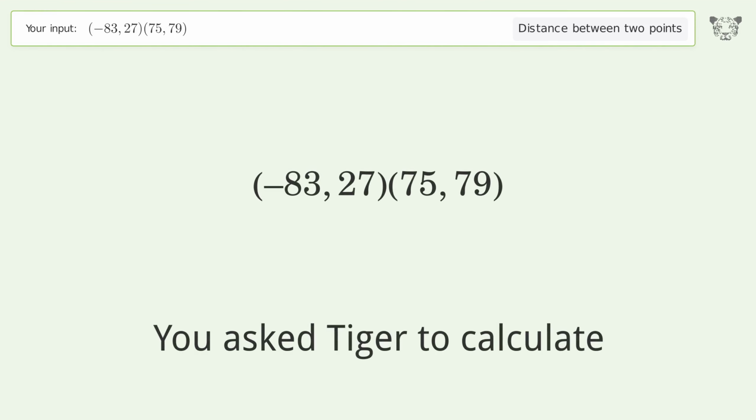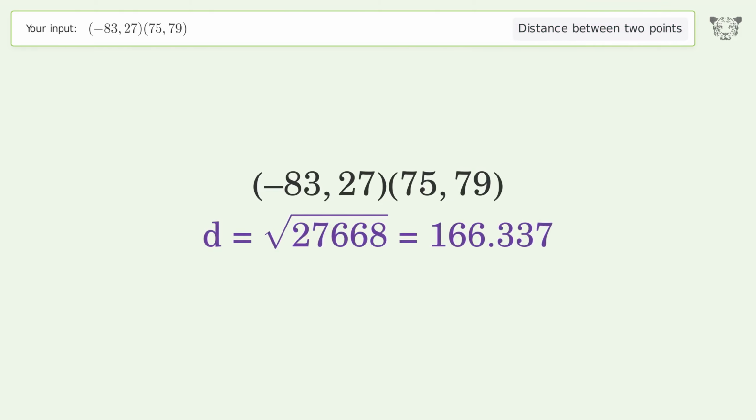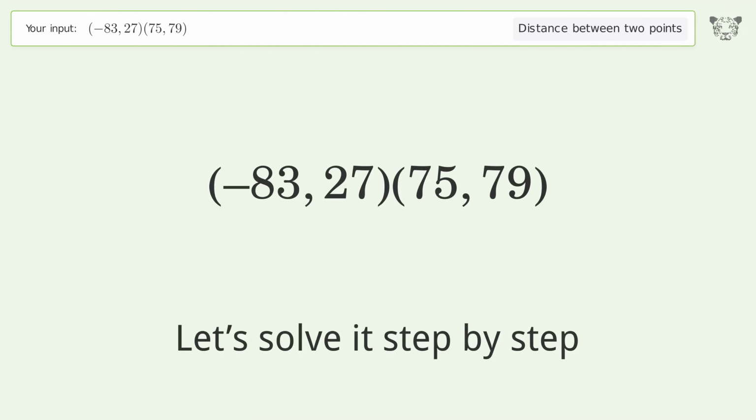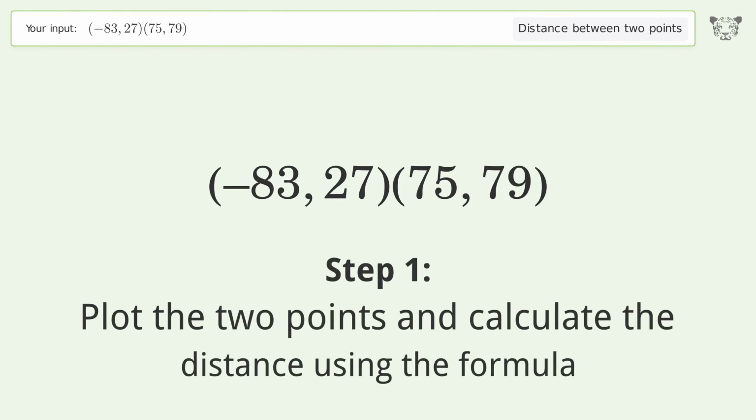You ask Tiger to calculate. This deals with the distance between 2 points. The distance between the 2 points is the square root of 27,668, or 166.337. Let's solve it step by step. Plot the 2 points and calculate the distance using the formula.